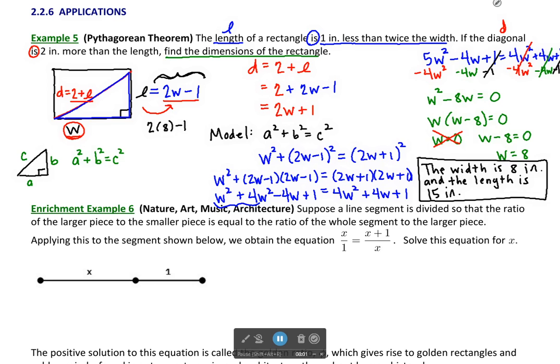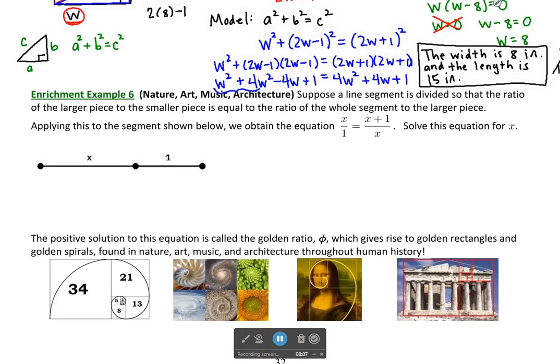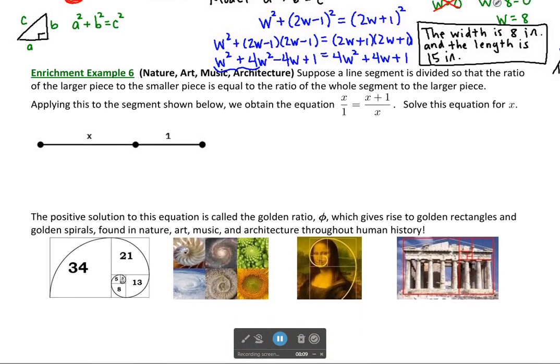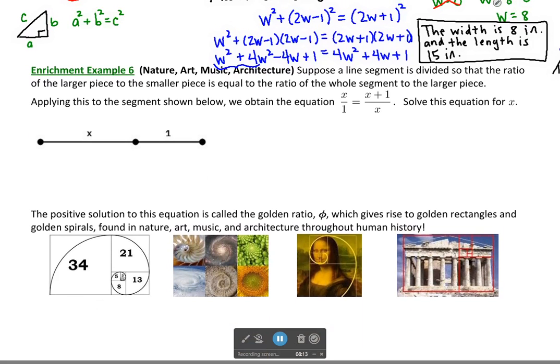For our last example, we'll consider a very famous application of quadratic equations. This is an enrichment example. This applies to nature, art, music, architecture. This is found in so many different places. Once you're aware of it, you'll start to see it everywhere.